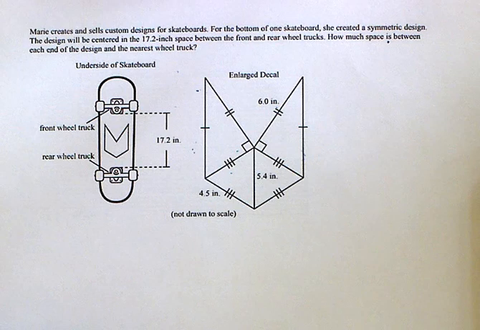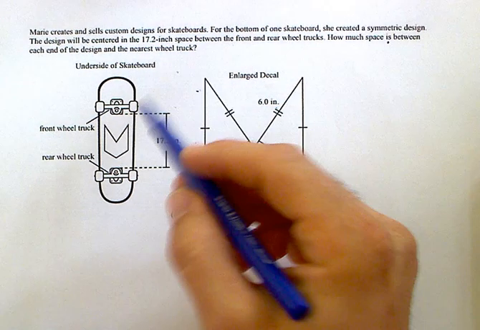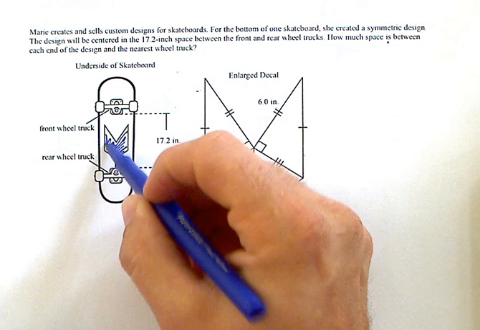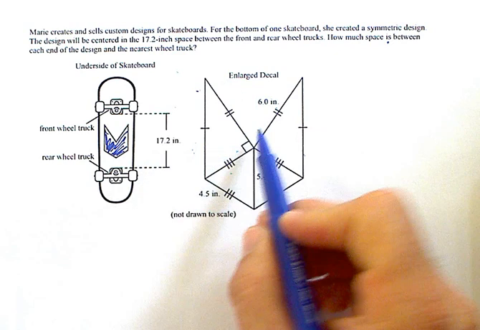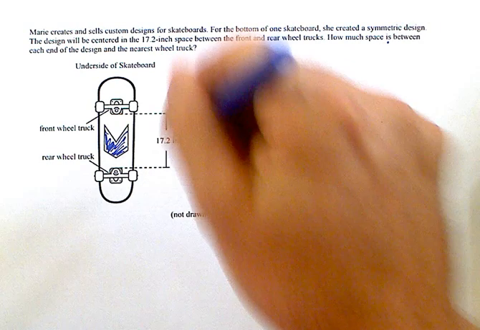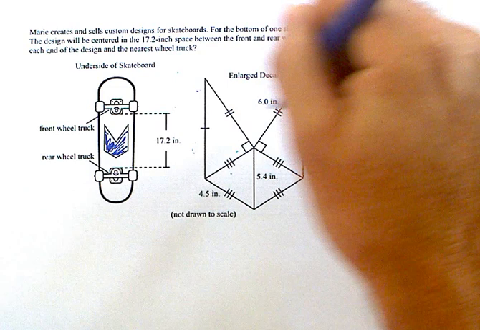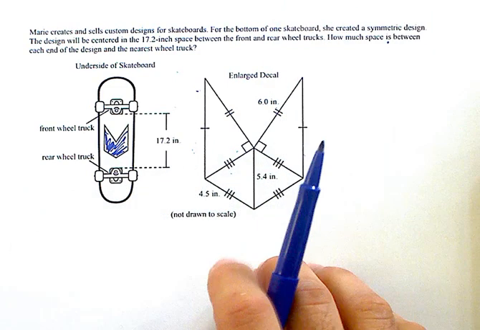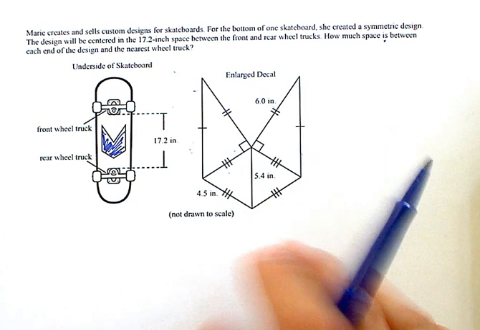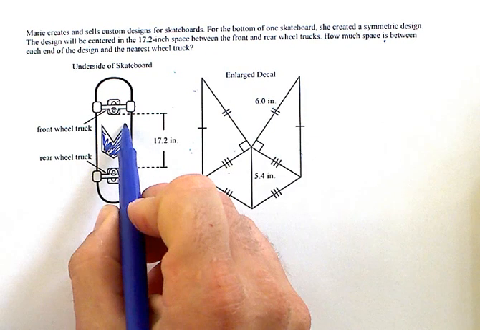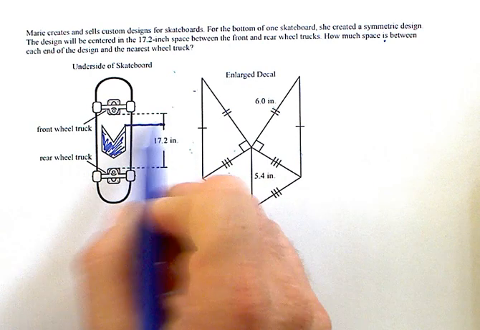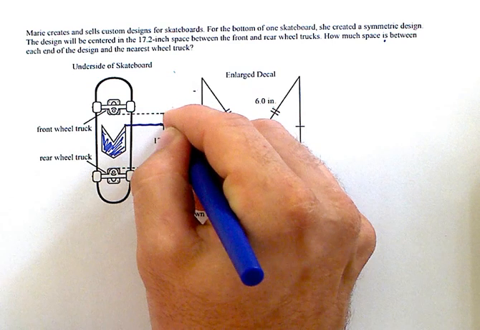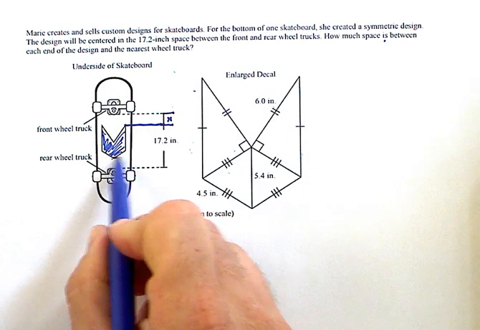So basically, we're seeing that they're taking this diagram here, and they're enlarging it, and showing some of the diagram that comes up. All right, and basically the goal here is they want to know how much space is in between the end of this design and the truck, because it's evenly spaced. So I'm going to give an X there, what is this distance?